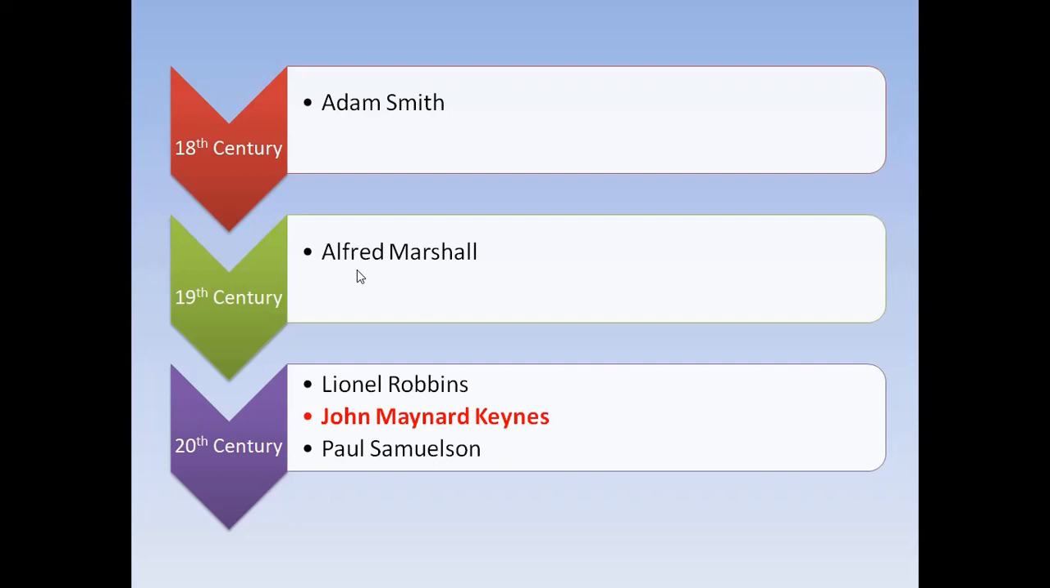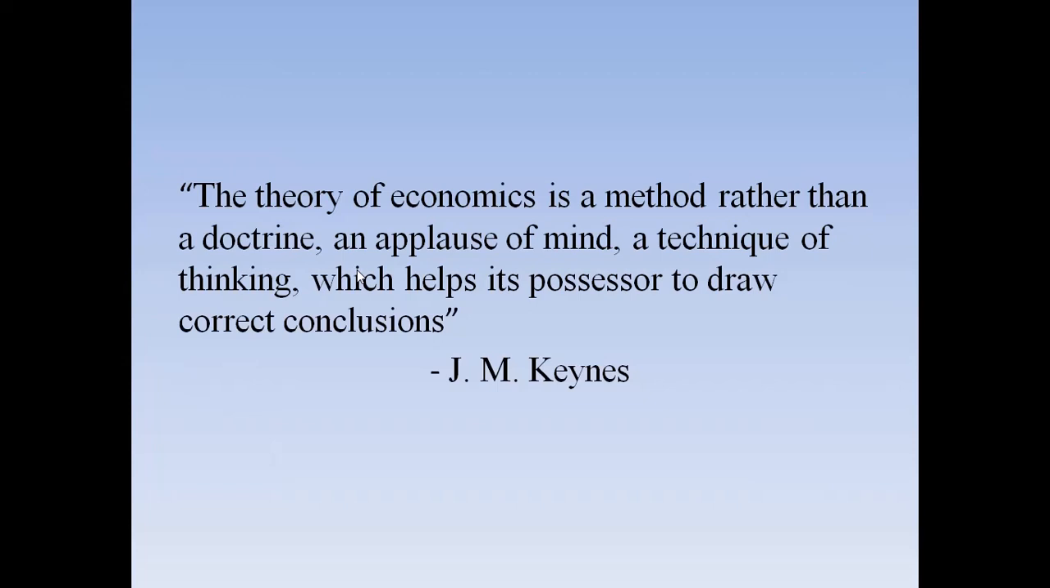Now, in the 1930s, there was a British economist called John Maynard Keynes, simply J.M. Keynes. He gave us a very different kind of definition of economics. Let me show you his definition. The definition says the theory of economics is a method rather than a doctrine. By doctrine we mean only a theory. It is an apparatus of the mind, a technique of thinking which helps its possessor to draw correct conclusions. So Keynes is giving us a mathematical, logical approach, using our reasoning abilities, to look at the theory of economics.